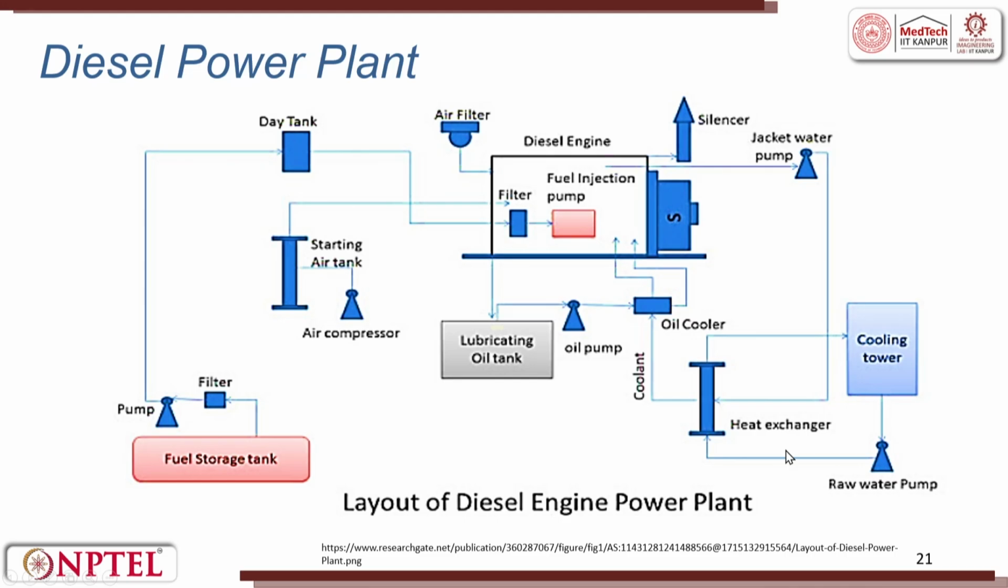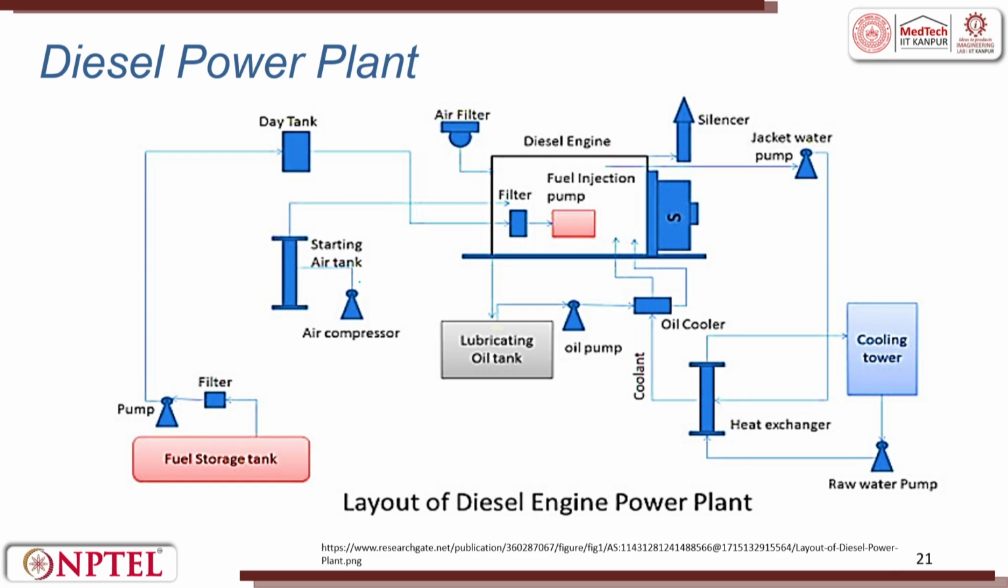This is what a typical diesel power plant looks like. You have fuel which is stored. The fuel is filtered and then pumped. It is taken to a day tank. From the day tank, it is again taken to a fuel injector pump, and from there it starts burning and generating heat. So this day tank, it goes here.